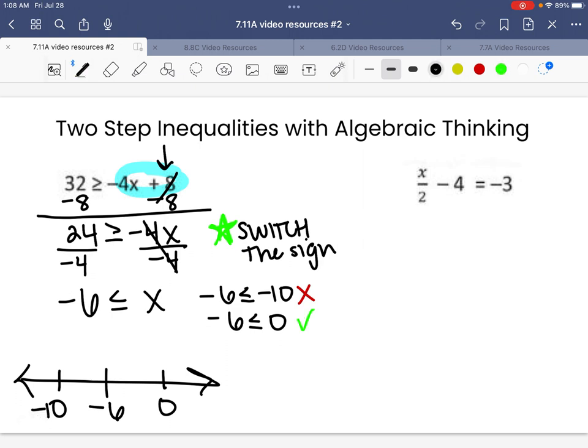So now it's time to graph. Because my symbol in the inequality is less than or equal to, my dot on negative 6 will be closed, and I'm going to shade in the direction of the solutions. So I'm not going to shade towards negative 10. I'm going to shade towards 0. So this number line represents all of the possible solutions to negative 6 is less than or equal to x.